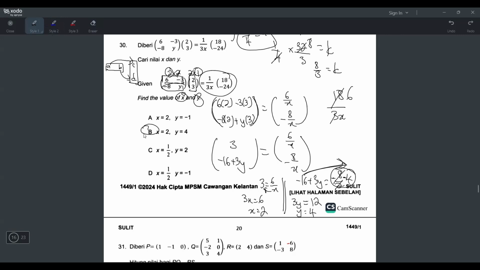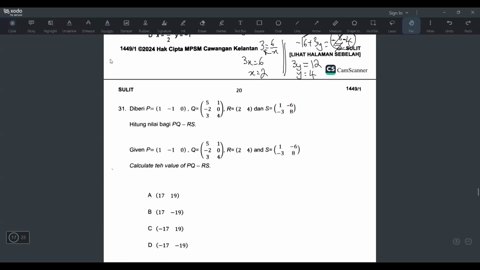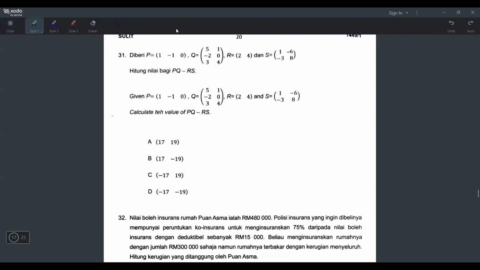Okay. So 30, that is the answer. Okay, done. Okay, let's do 31. Given P is a matrix, and then Q is also another matrix, R is another matrix, S is another matrix. Calculate the value of P times Q minus R times S. Nothing in between means multiply, times.